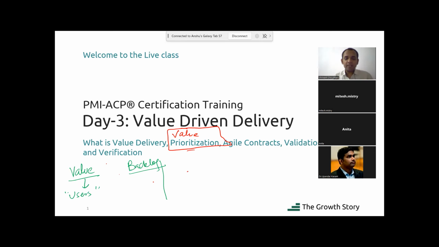Why do we need backlog prioritization at all? Because somebody who is delivering the value should know what to deliver. For example, think about an event, a big event. The Prime Minister Modi is coming. Think about the event, and in that big event, the Prime Minister Modi is coming, right?